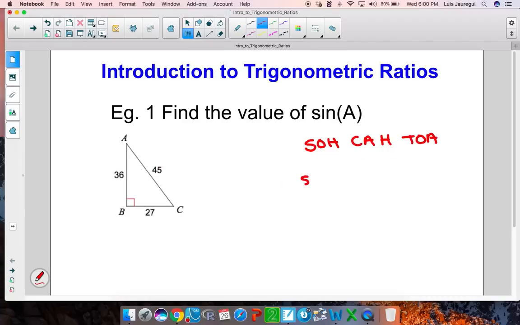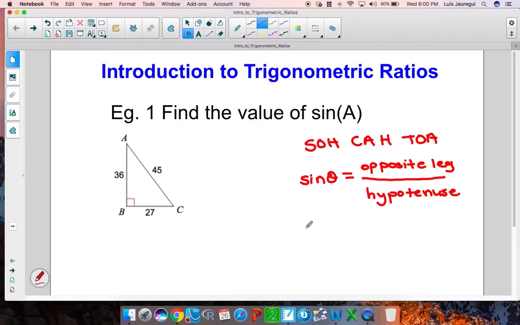For example, we have sine of theta is defined to be the opposite leg over your hypotenuse. Now notice the first letters of each one of those components: S for sine, O for opposite, and H for hypotenuse.